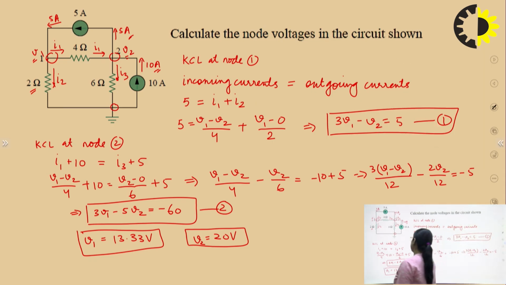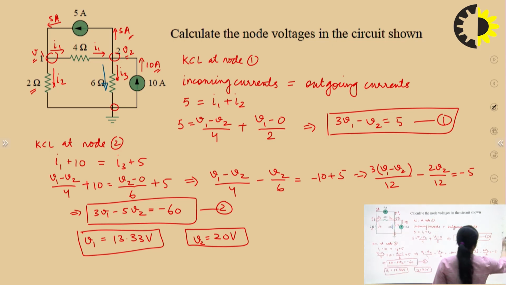Such as, if in the exam or in the circuit, you have to calculate the current through 6 ohms, the current through 6 ohms will be (V2 minus 0)/6. You have V2's value, so you can calculate the current through 6 ohms. Now, let's take a second circuit.